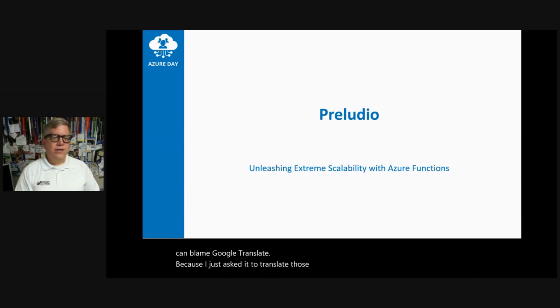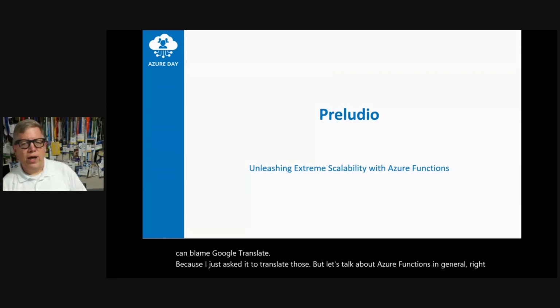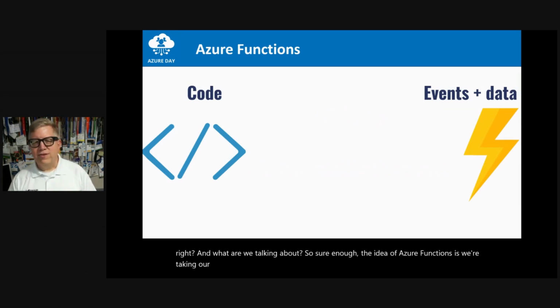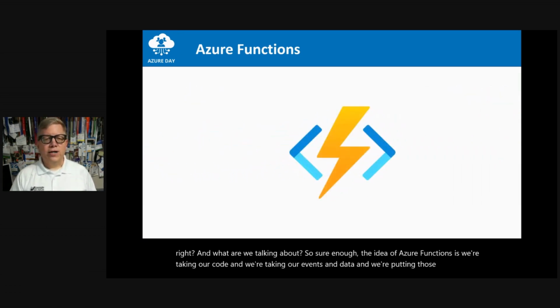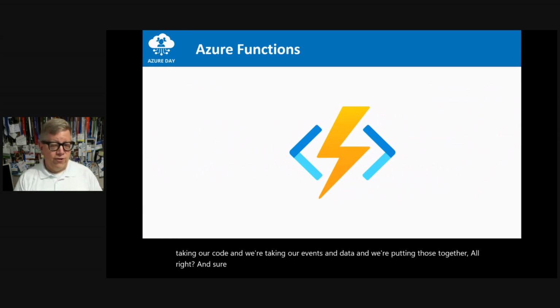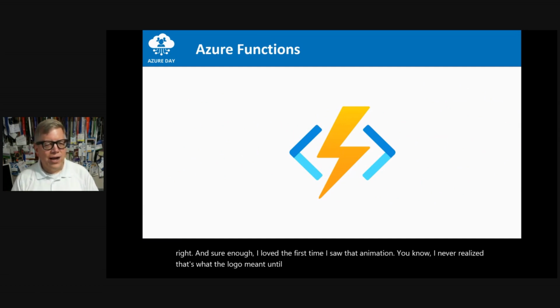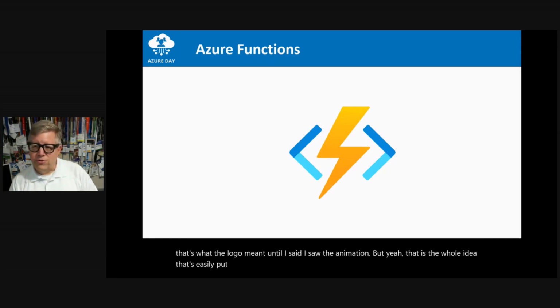But let's talk about Azure Functions in general, right? And what are we talking about? So, sure enough, the idea of Azure Functions is we're taking our code and we're taking our events and data and we're putting those together, right? And sure enough, I loved the first time I saw that animation. I never realized that's what the logo meant until I saw that animation. But yeah, that is the whole idea. That's easily put up a piece of code to respond to something that happened, and then do what we need to do.